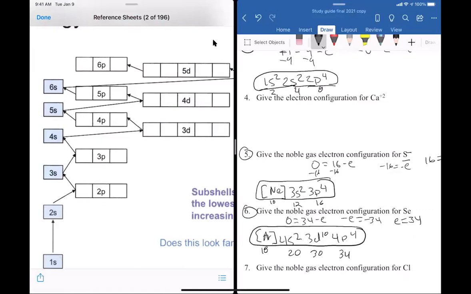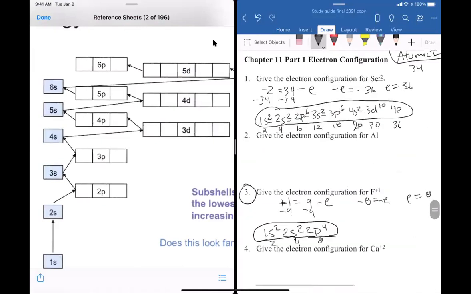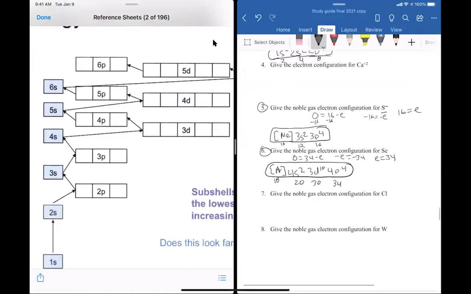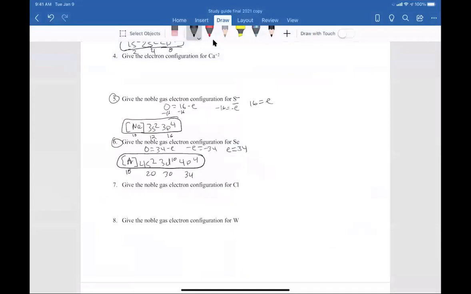So remember, the difference is in this one, we start at the beginning and we build our way up. In this one, we need to find a noble gas first that fits it, and then we pick up wherever the noble gas leaves off. All of these are obviously in your answer key. You have access to this in your answer key, so you guys can go back and check any of these out.